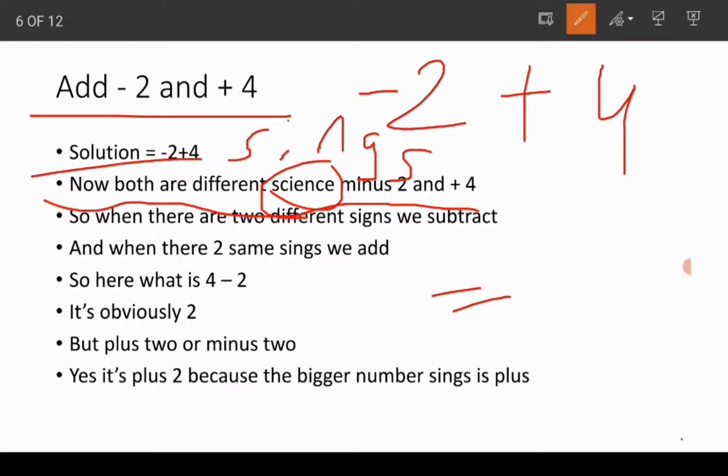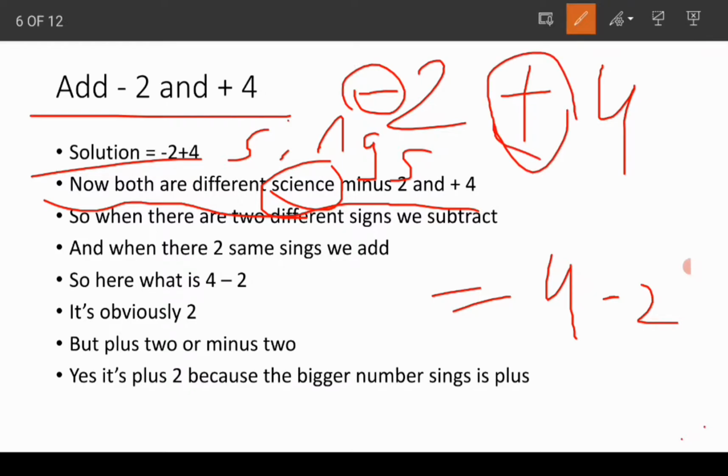So now you should subtract 4 minus 2. I told you the rule. When you see different signs, that is minus and plus, what should you do? You should subtract every time. Whenever you see different signs, you should subtract. Whenever you see same signs, you should add. So 4 minus 2 will become 2. What is the greater number's sign? The greater number's sign is plus 4. So keep plus 2.